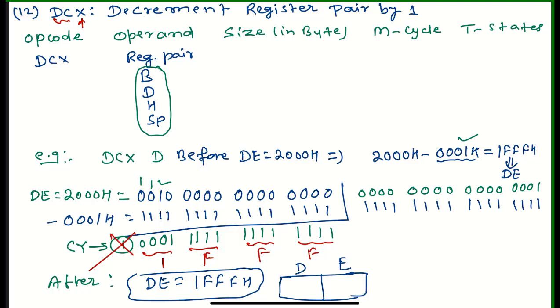This is D, this is E. So in this DE register pair, what will it store? 1F, and here FF. So this will be the value after execution of this instruction.